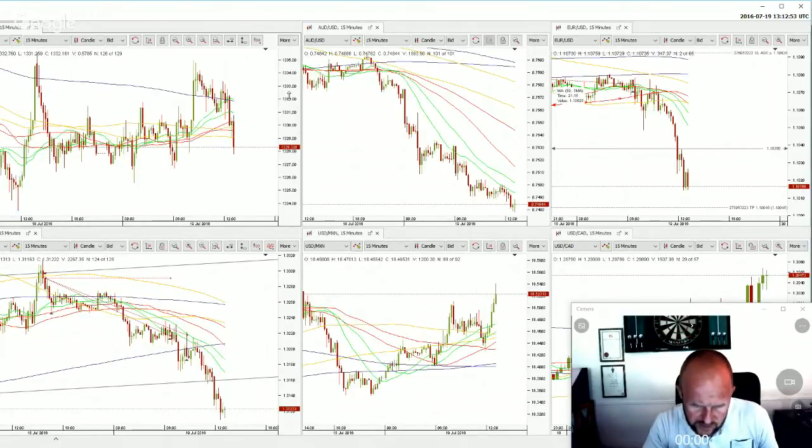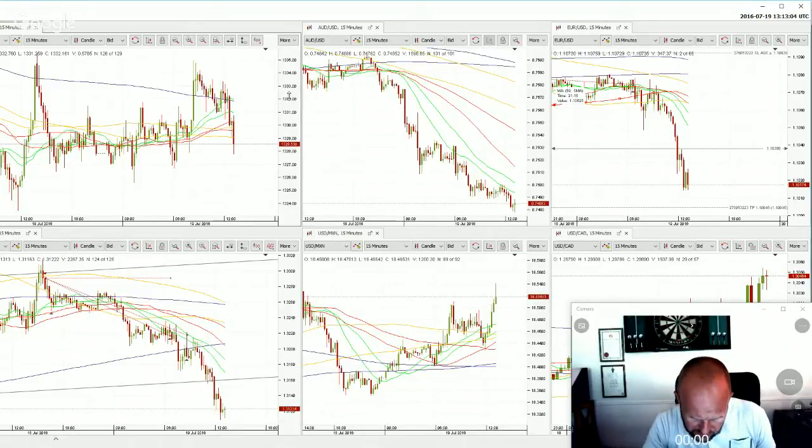1329 and 135. We don't need 139, 14, 1350. Yes, 1354.30. That's kind of the most important levels there.